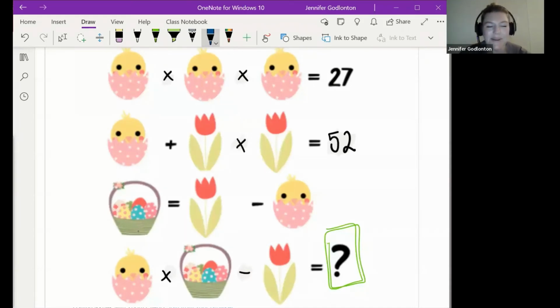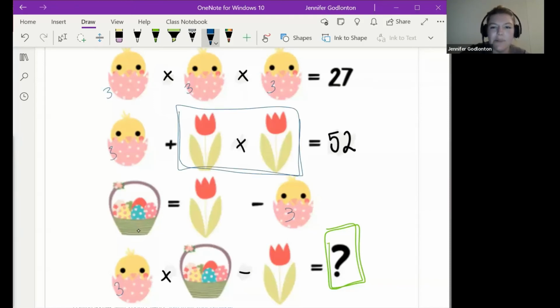Okay, let's quickly go through it, but I'm seeing lots of nice answers coming in. So our first one is 3 times 3 times 3 is going to give us 27, which means this dude's 3, that dude's 3, that dude's 3. And so 52 minus 3 is going to give us 49.